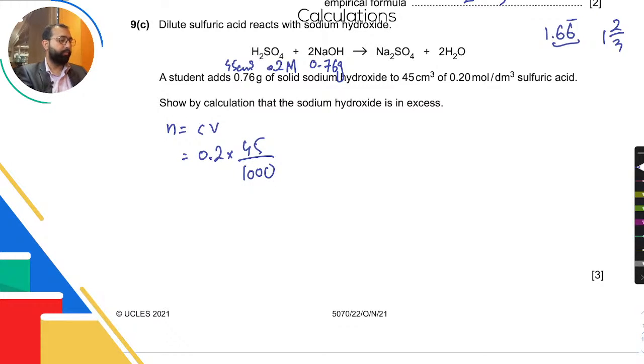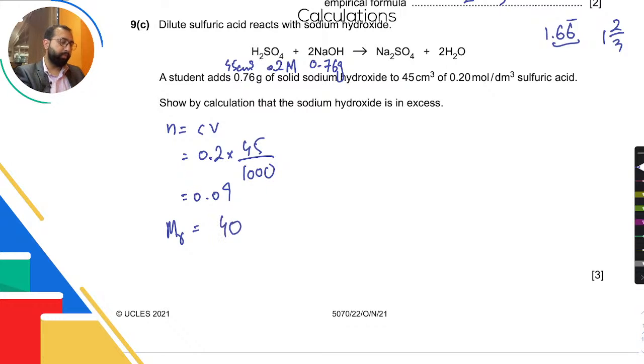So I'll do that, and I'll get 45 over 1000 times 0.2, that is 0.009. So that's the number of moles I have, okay? Now, I'm going to show that sulfuric acid is in limiting quantity, which will imply that sodium hydroxide is in excess. Okay. What do I have of sodium hydroxide? I have mass. So just find the mass of sodium hydroxide, Mr. So Mr of sodium hydroxide is 23 plus 16 plus 1, that is 40.